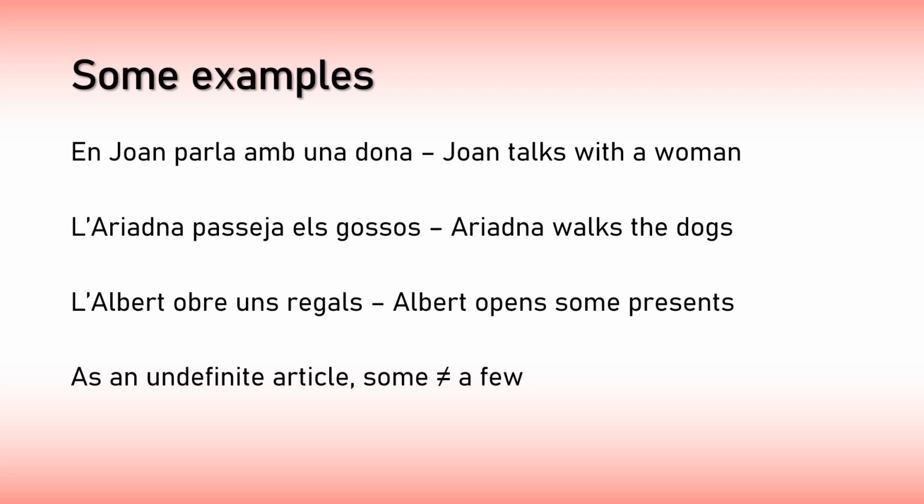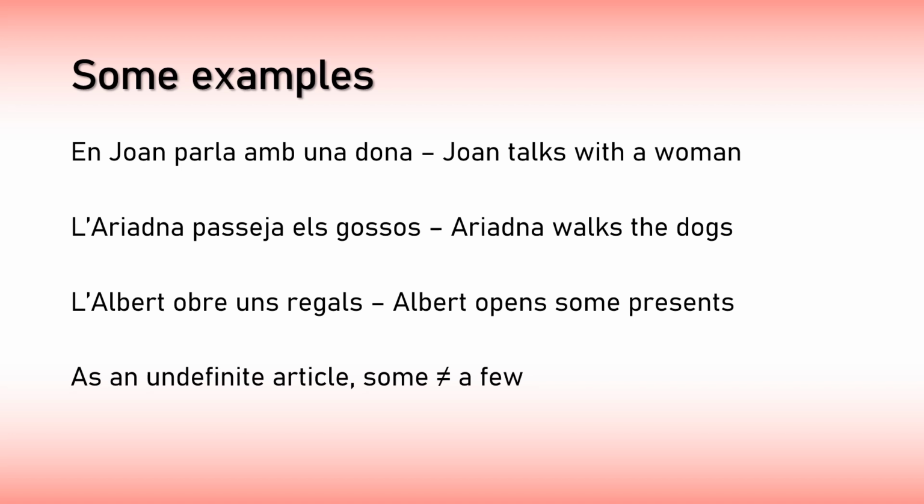En Joan parla amb una dona. Joan talks with a woman. So as you can see, Joan starts with a consonant, and therefore you use en as a personal article. As I said, it would be okay if you said el Joan, but it would sound a bit more informal. Then you're not referring to a specific woman, so instead of saying the woman, you say a woman. So in Catalan you say una dona.